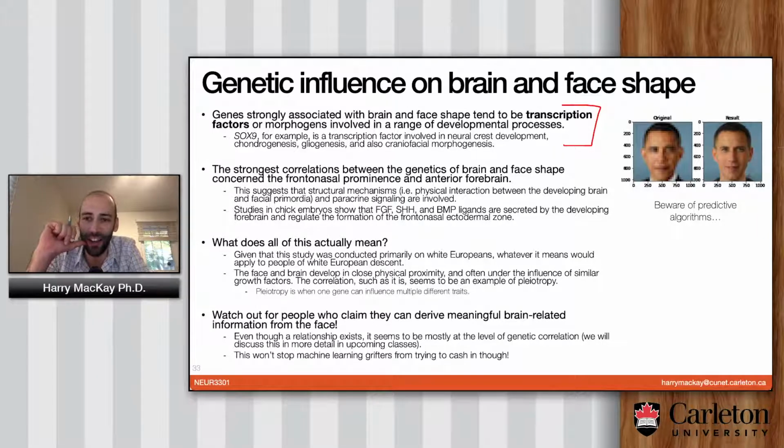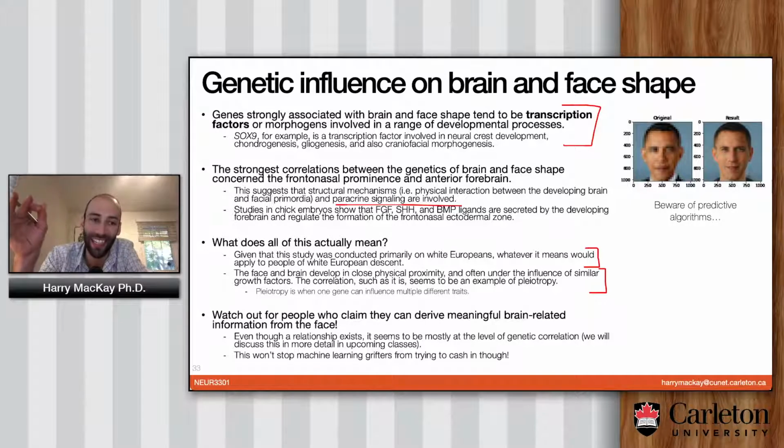So it's kind of hard to say for sure what's really happening here. You could be looking at all kinds of parts of the genome and maybe finding correlations here and there. What it really means, who knows? It's important to point out that the study was done on white Europeans mostly. So whatever it means would only really apply to them. At a bare minimum, it would only apply to people of white European descent. And the fact that the brain and the face develop in such close proximity suggests that this is an example of a paracrine mechanism where signaling molecules secreted by the brain influence the development of the face just by virtue of their proximity. It's also an example of a pleiotropic effect when one gene can influence many different traits.